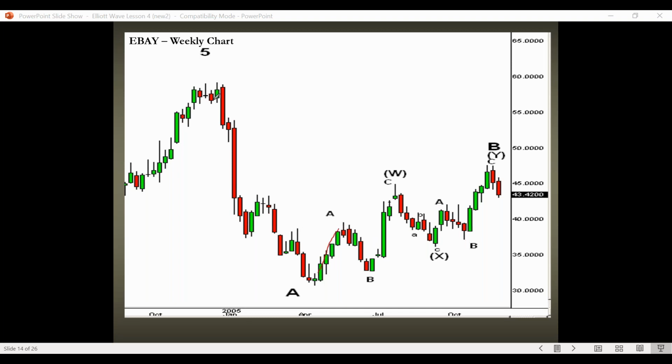This is wave A. Then we had wave A, B, C. This is a WXY. I'll go over complex corrections in a class 2 briefly. I'll show you an easier way to apply the concept of complex corrections. But it looked like this was ABC completing that correction, and this was starting to move down.